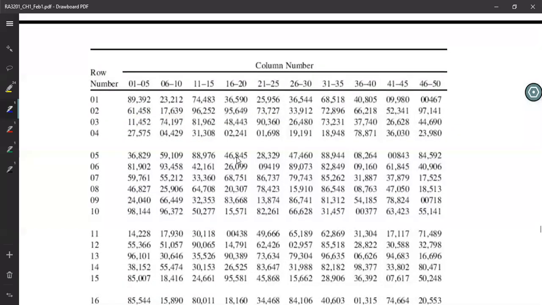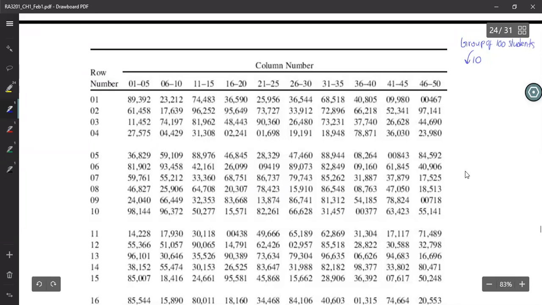It's very easy. I'll take an example. Suppose you have a group of 100 students. Suppose this is your population, and you want to pick only 10 students from this 100. Only 10 students.